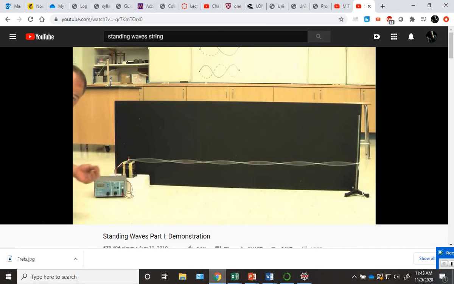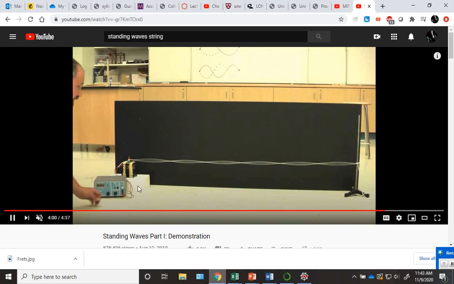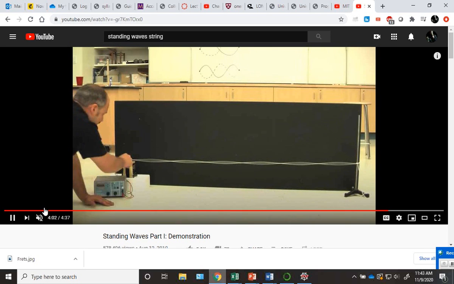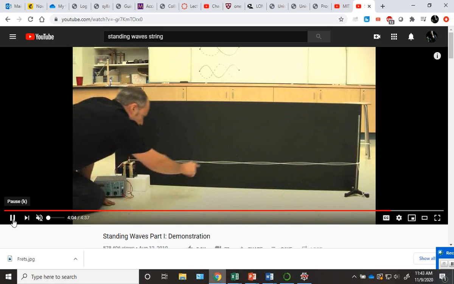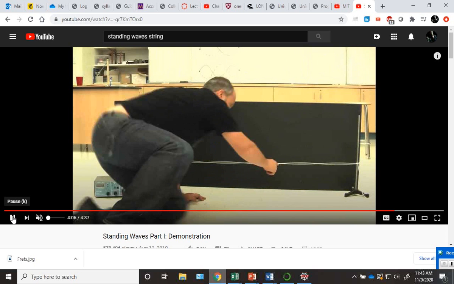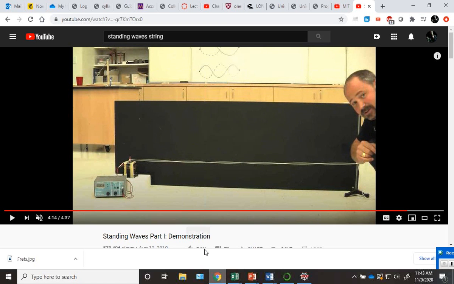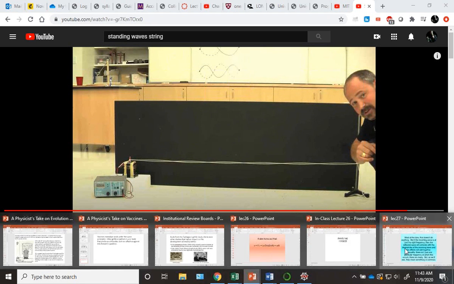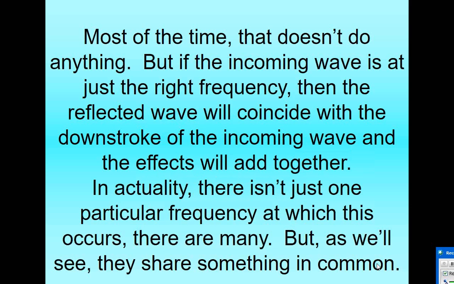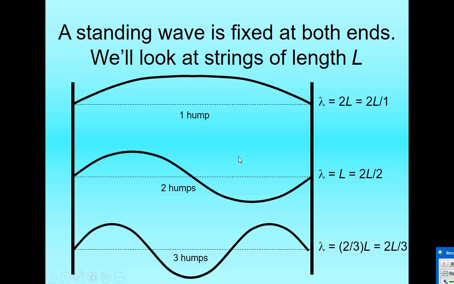And he has it oscillating at a pretty high frequency, to be honest. But it only occurs at very specific frequencies. It's not going to occur at any random frequency. There is a very specific, very predictable set of frequencies at which we see standing waves. How do we predict those?